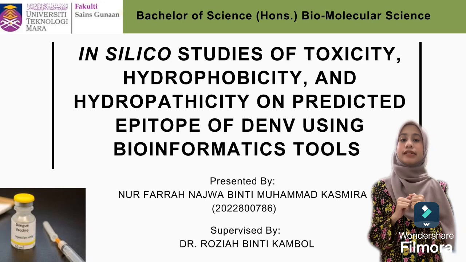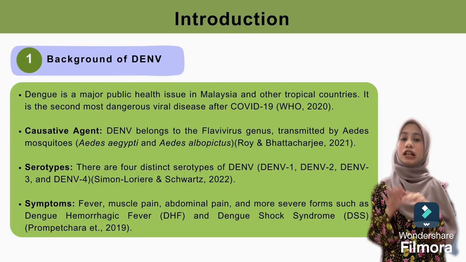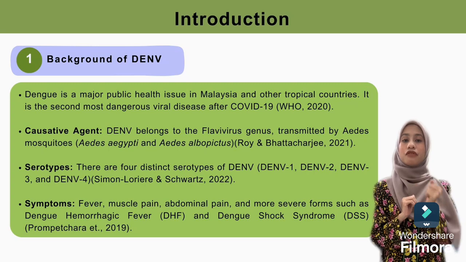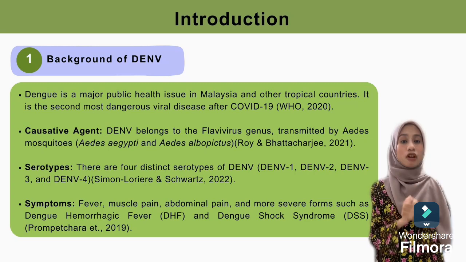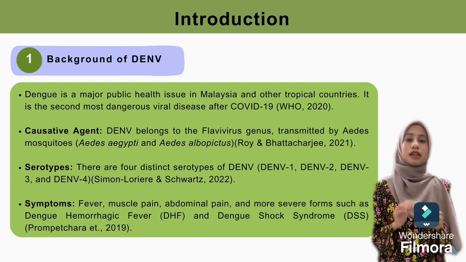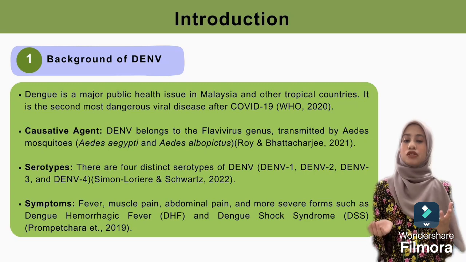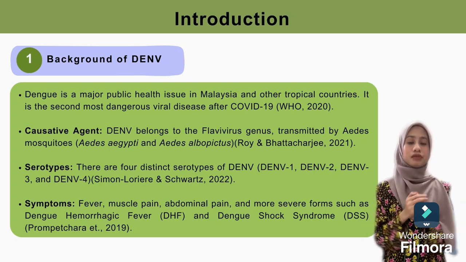Right, so let's start with the introduction of dengue. Dengue is prevalent, especially in Malaysia, and caused by the DENV virus from the flavivirus family, spread by Aedes aegypti and Aedes albopictus. There are 4 serotypes, DENV1 to DENV4. Symptoms range from fever and muscle pains to severe cases like dengue hemorrhagic fever and dengue shock syndrome.